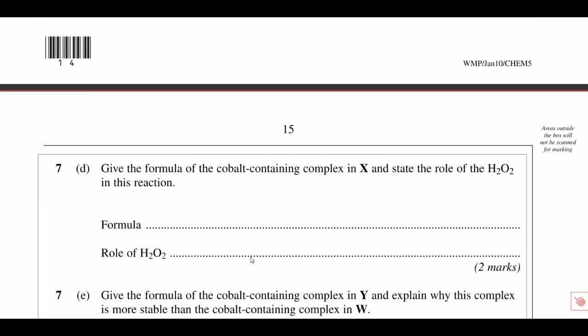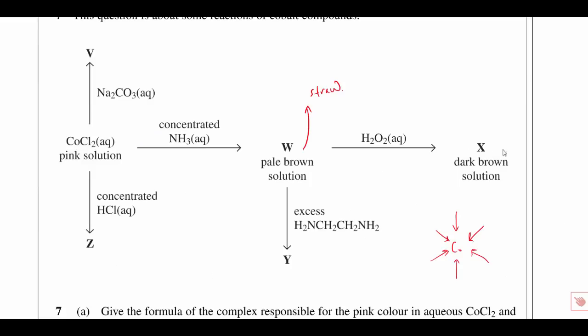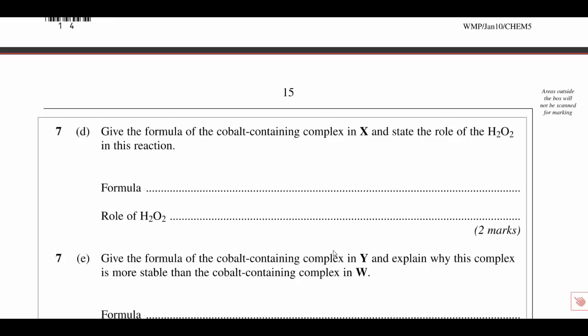Okay, so the cobalt containing compound or complex in X, and the role of the hydrogen peroxide in this reaction. So, oh, gone far too far. Give the formula of this guy here. Right, so what's happened is we've gone from a pale brown solution, we added hydrogen peroxide, and we've become dark brown. So the formula for X is still the hexaammine, but here it's been oxidised to the 3+, and so the role of hydrogen peroxide is as an oxidising agent.